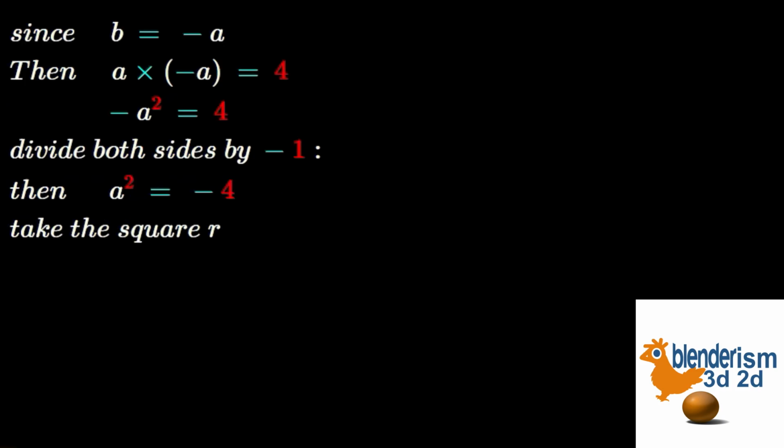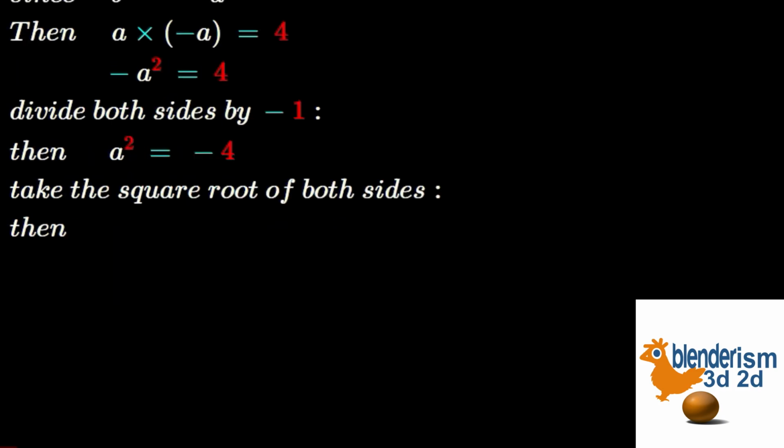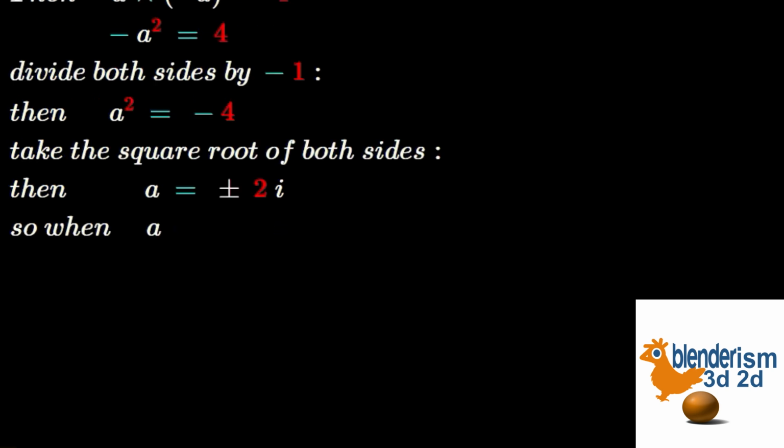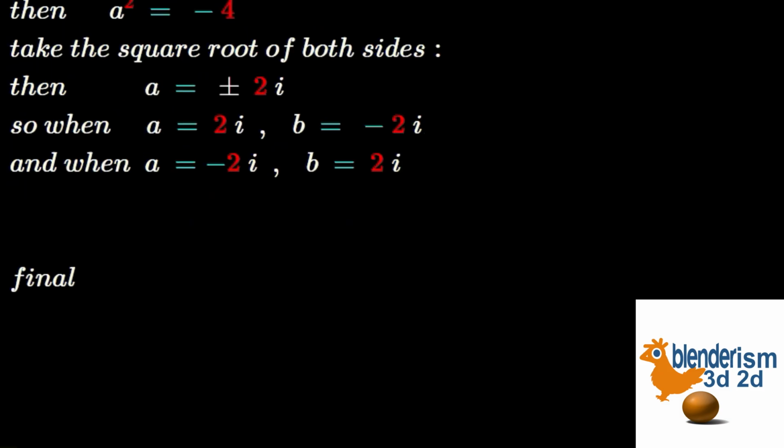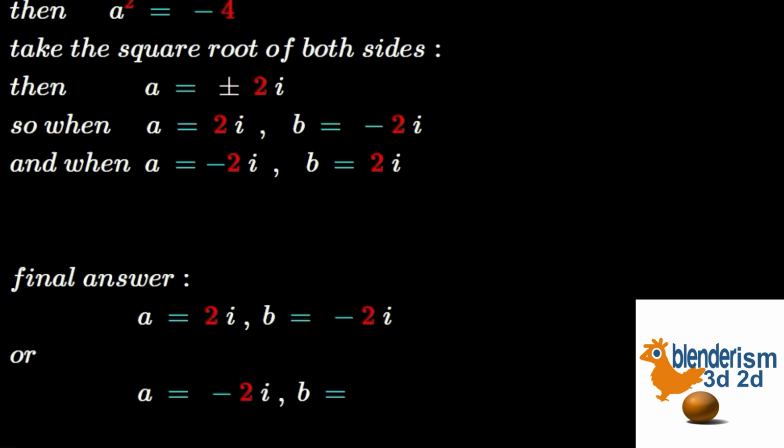Take the square root of both sides: a equals plus or minus 2i. So when a equals 2i, b equals minus 2i, and when a equals minus 2i, b equals 2i. Final answer: a equals 2i and b equals minus 2i, or a equals minus 2i and b equals 2i.